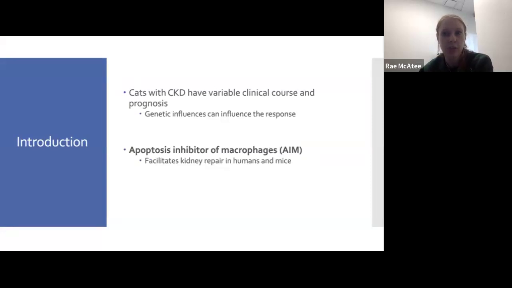And so then they bring up AIM, or apoptosis inhibitor of macrophages, and how this is a protein that's important for kidney repair. And they know that from human and mice studies. And there have been studies that show that mice that are AIM deficient have then progressive renal dysfunction.